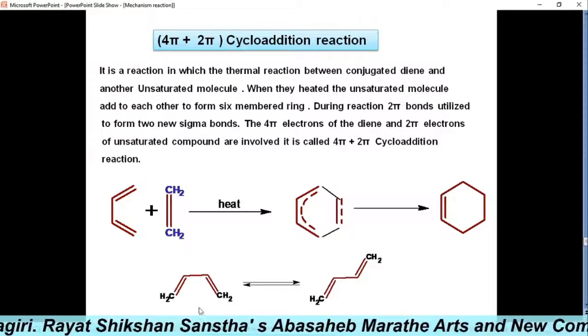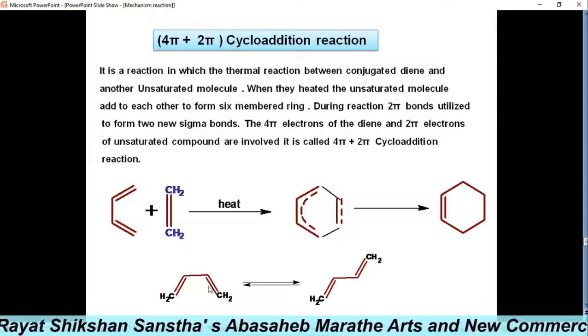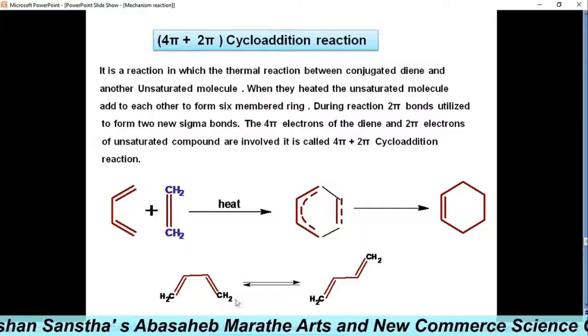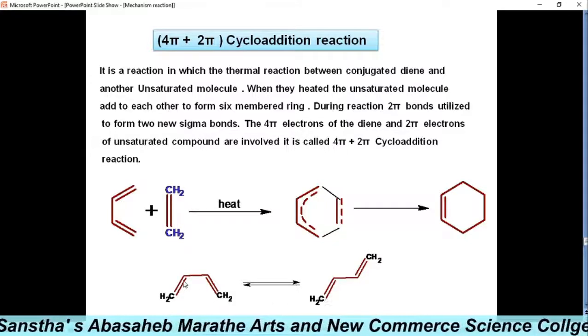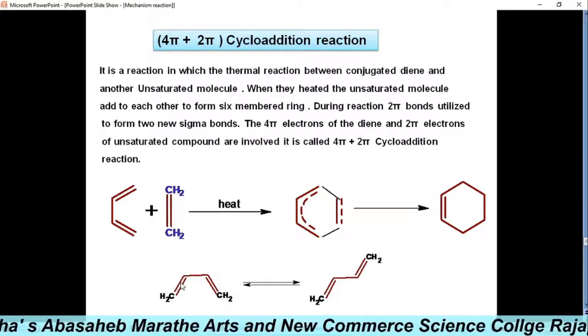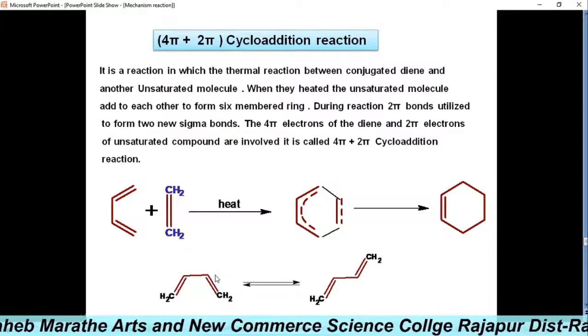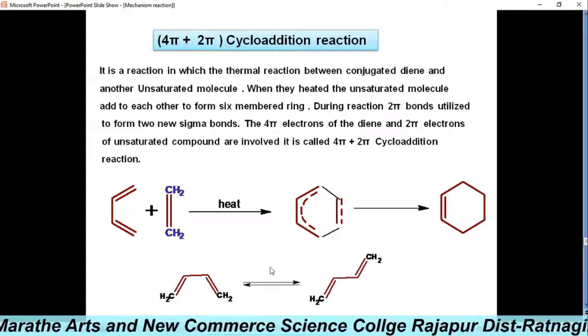Another possibility is that this cis product is converted to the trans product. How will you convert this? This is a carbon-carbon double bond. Here it is converted to trans.